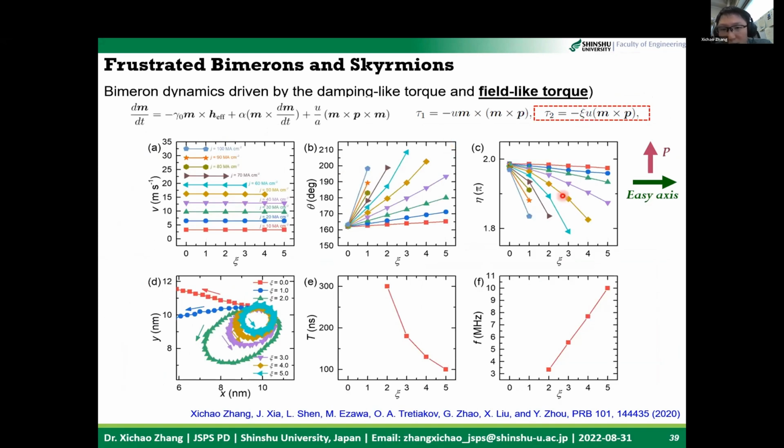We also studied the effect of field-like torque on the bimeron dynamics when the spin polarization is perpendicular to the z-axis. The most important result we find is that the field-like torque may result in the deformation of the bimeron and further result in the dynamics transition from straight motion to elliptical motion. And when the bimeron shows elliptical motion, the frequency of the elliptical motion is found to increase with the field-like torque strength. But at some point, the field-like torque may destroy the bimeron.